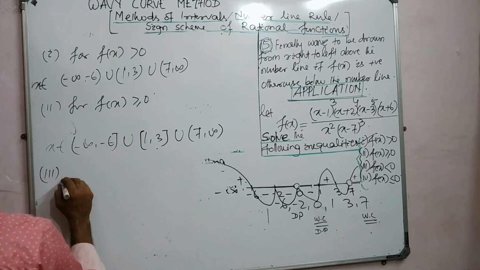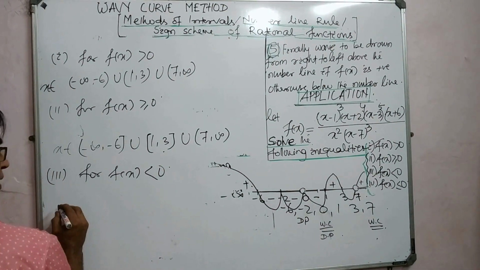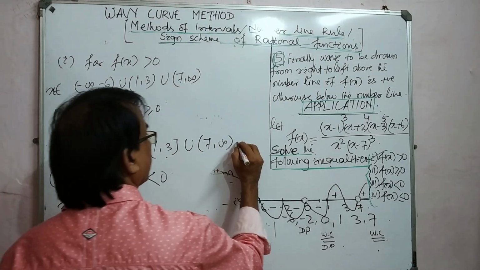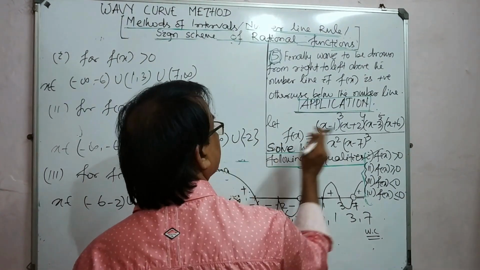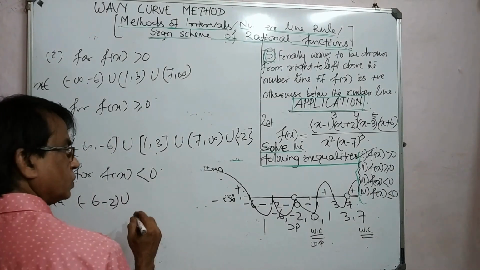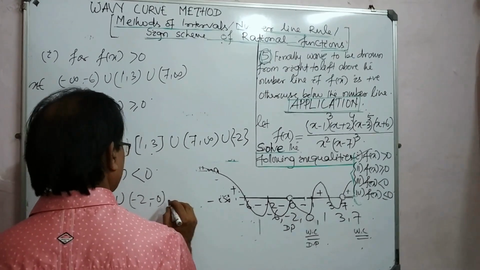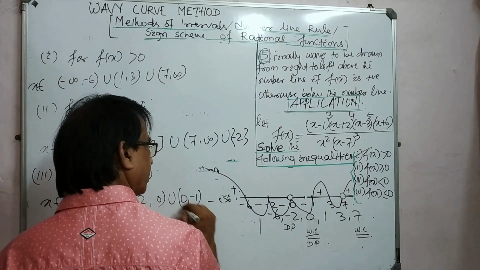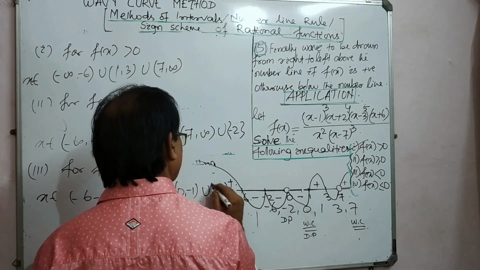We cannot put a closed interval at 7 because 7 is the point of discontinuity. Now coming to the third bit, that is for f(x) less than 0, x belongs to minus 6 to minus 2, and here I have the point 2. If you put minus 2, then this becomes 0. So minus 2 is included there. And for f(x) less than 0, minus 6 to minus 2, and minus 2 to 0, union 0 to 1, union 3 to 7.